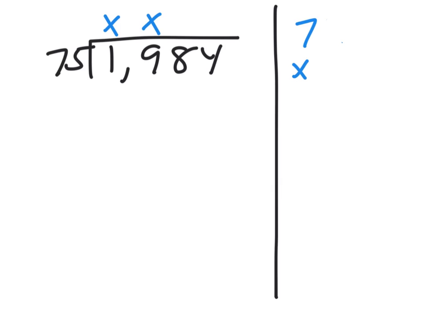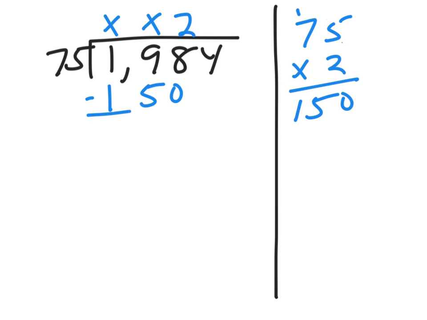75 times 2. We already know that's 150. So it's 10, 14, 15. So 2 and 150. Going to subtract. 8 minus 0 is 8. 9 minus 5 is 4. We have 48. 48 is less than 75. Okay, bring down the next number.